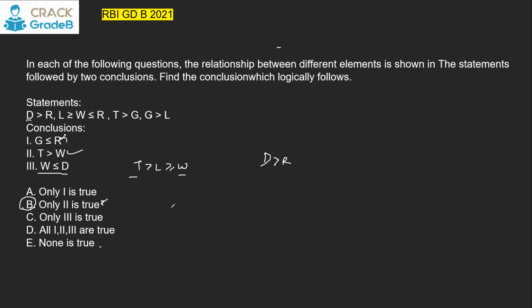W is less than equal to D. So W is less than equal to R and R is less than D. So W should be less than D, not less than equal to. That is also wrong conclusion. So only 2 is true conclusion.